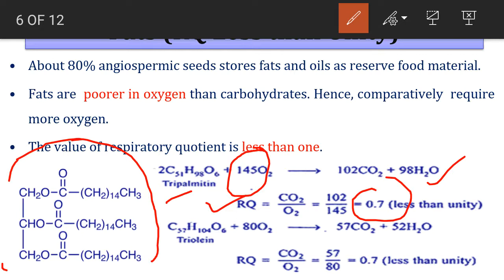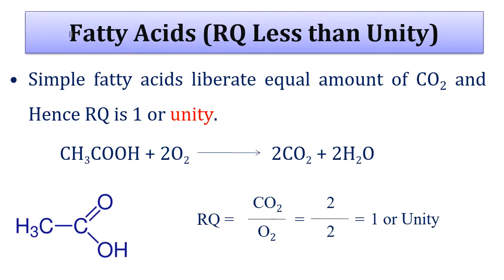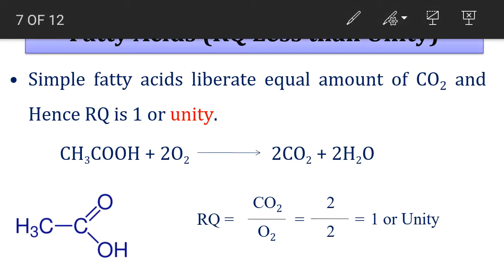Here you can see this 14 number represents the long chain of CH2 molecule, and the only oxygen present is attached to a carboxylic acid group. So that's why the amount of oxygen present in the molecule is less as compared to the amount of oxygen required during the process. So this is less than unity.